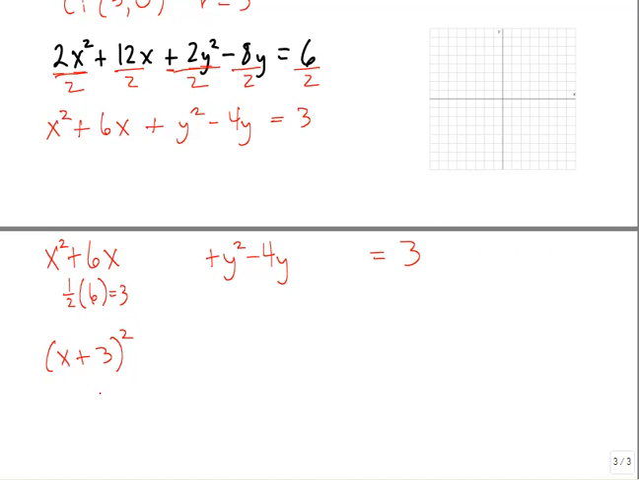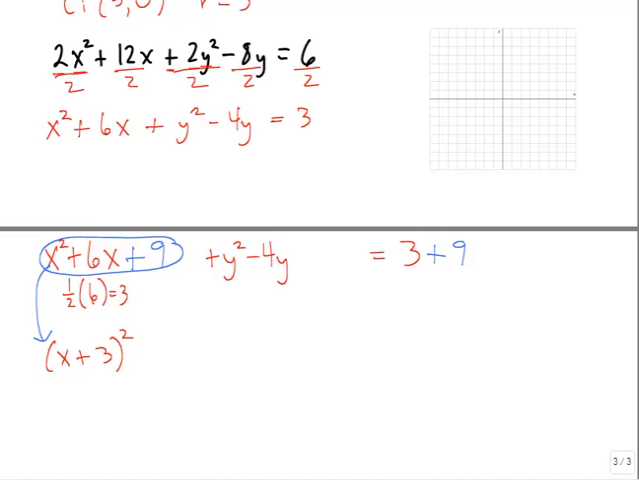Now to make sure it's balanced, think about what this would be if you were to FOIL it out. You'd get an x squared, you'd get a 6x, but you'd also get a plus 9. So we need to add in plus 9 and balance it out by adding in that plus 9 to the other side as well. Now these three terms right here factor into that quantity. So we've kept everything balanced.